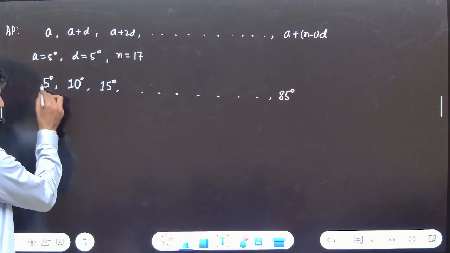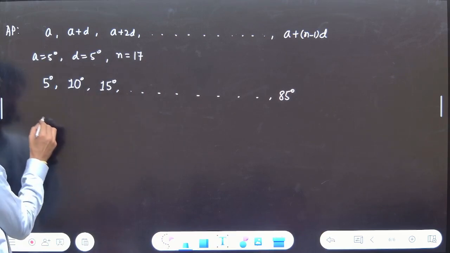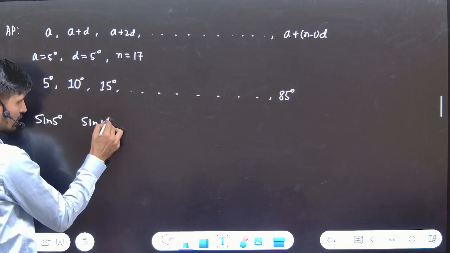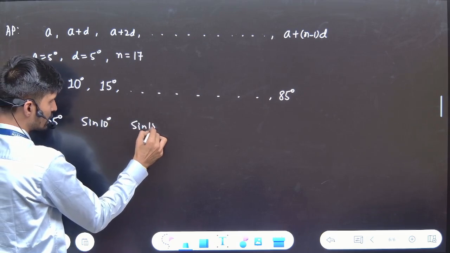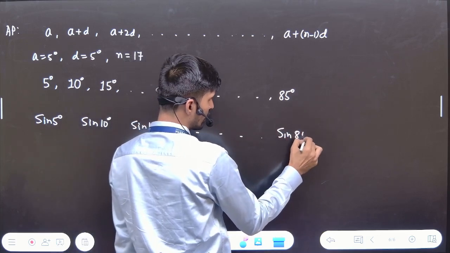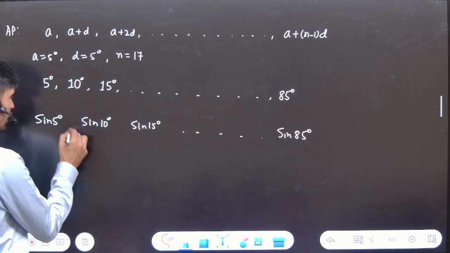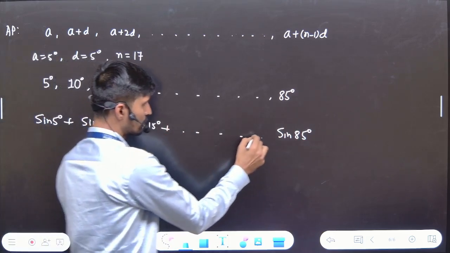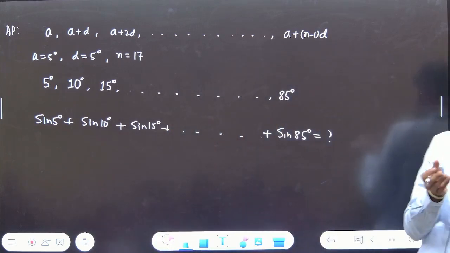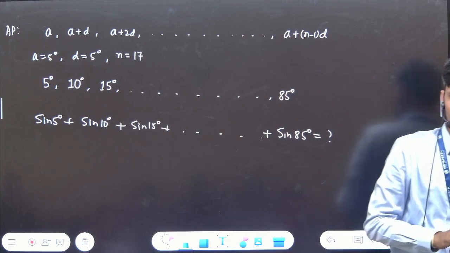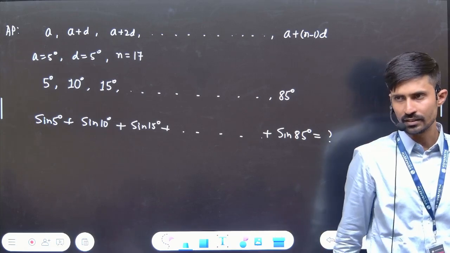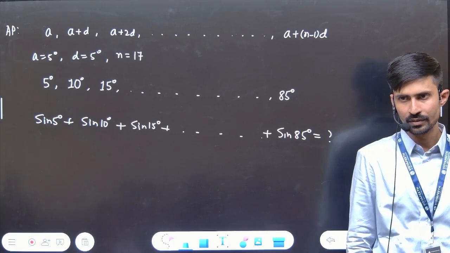Now I am going to give 5 degrees, 10 degrees, 15 degrees to sine. So this will become sine 5 degrees, sine 10 degrees, sine 15 degrees, up to sine 85 degrees. And I am saying add all. It means if angles are in AP and sine is present, how will we add? If cos is present, how will we add? For tan, there is no such concept. रहने दो उसे.